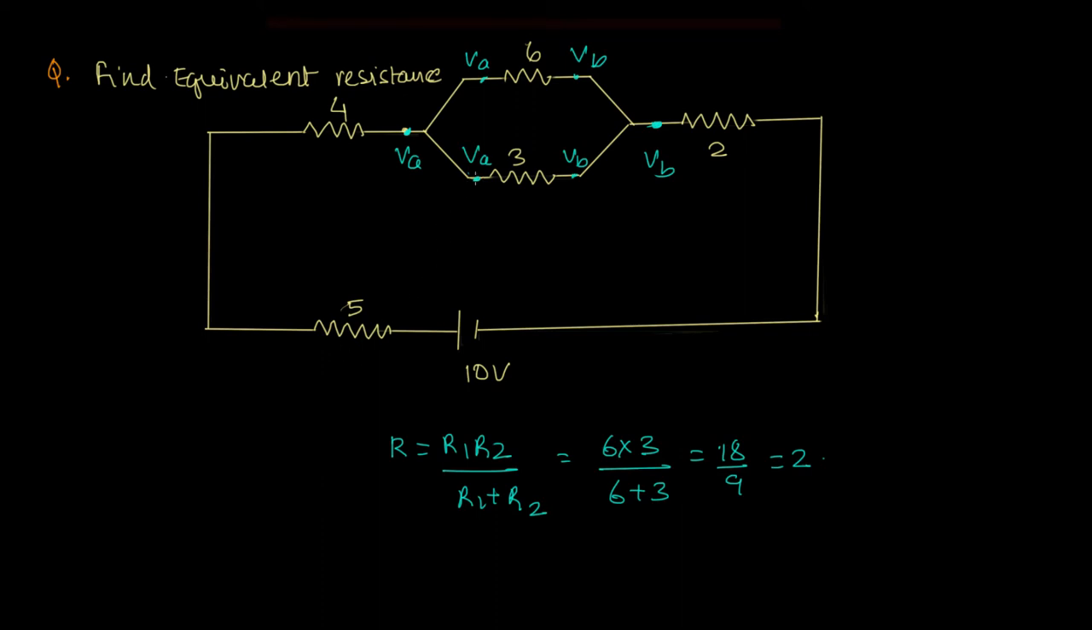So let us do that. I'll erase this, and between this I'll attach a 2 ohm resistance, right? So I'll erase this, and across it I'll attach a 2 ohm resistance. So this is what equivalence means. So this is 2 ohms, right? This is 2.